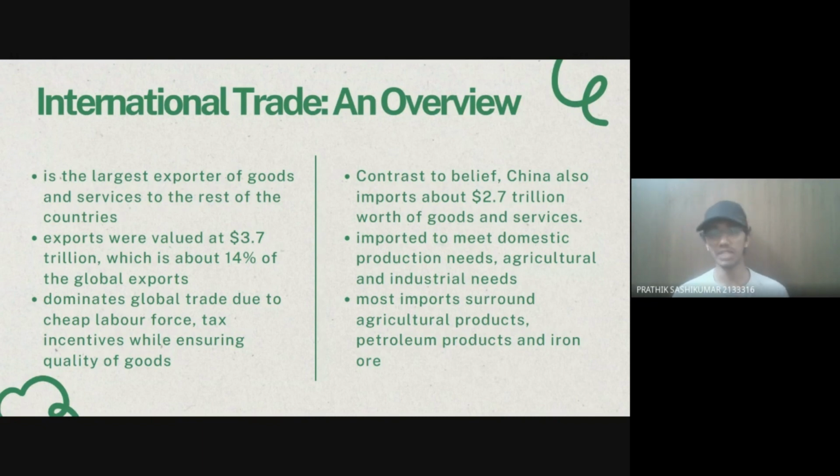Now, contrary to belief, China also imports a lot. It imported about $2.7 trillion worth of goods and services. It mainly imports to meet its domestic production needs, agriculture, and industrial needs. And most of its imports are agricultural products, petroleum products, and iron ore.